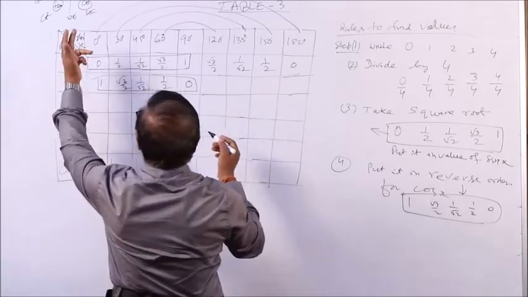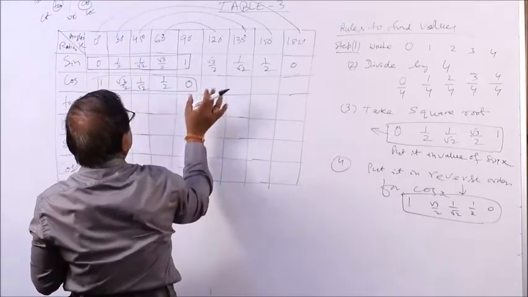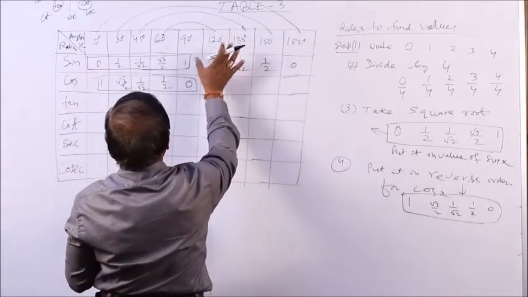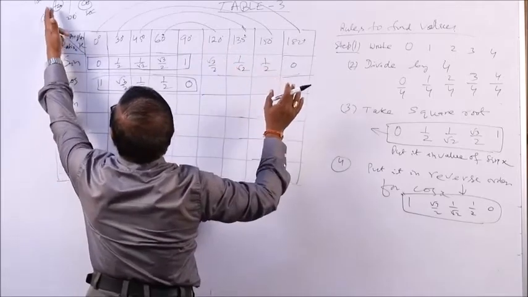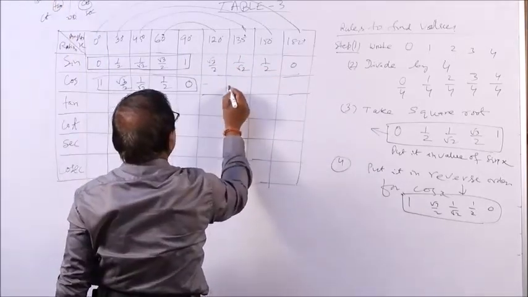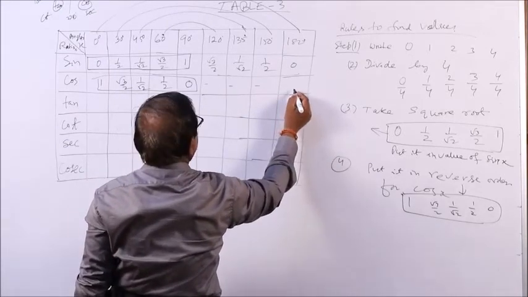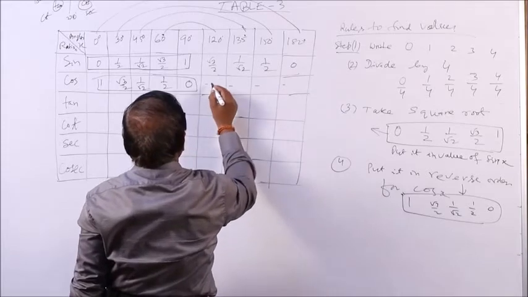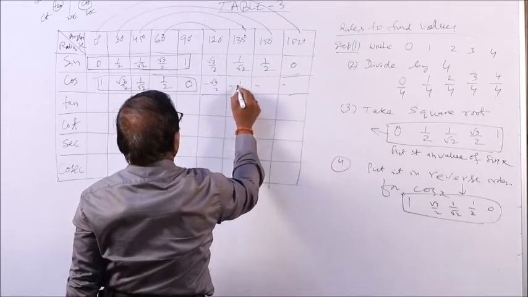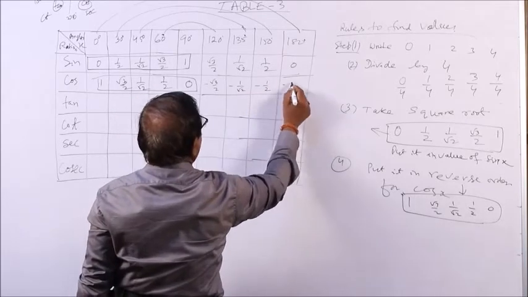And here you see, I have told you from 90 to 180, this part. Cos is negative here. So, you get a minus sign here. What will this be? Minus root 3 by 2, minus 1 by root 2, minus half, minus 1.